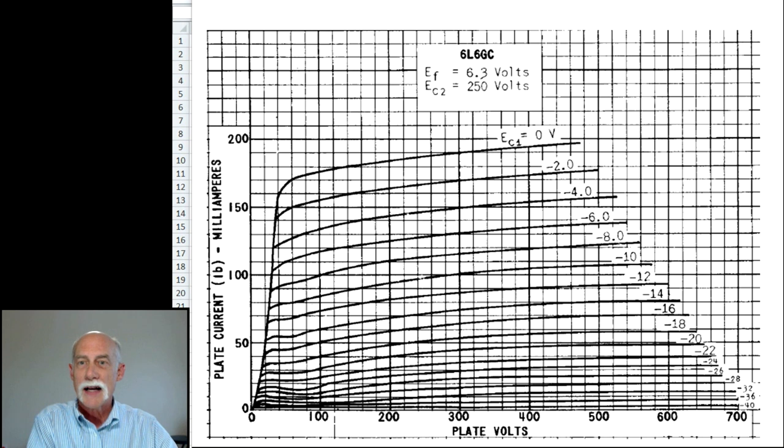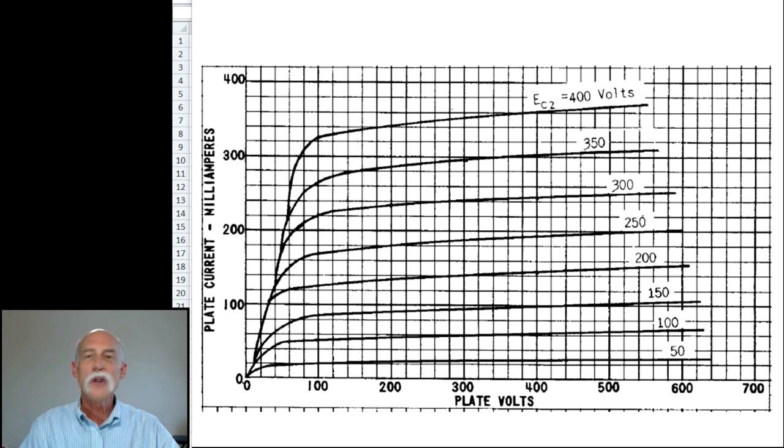Anyway, it's not an exacting science then. It's still not. So I just want to point that out. So what do you do with this? Well, my methodology is based on what F. Langford Smith said to do, is I'm going to take points.